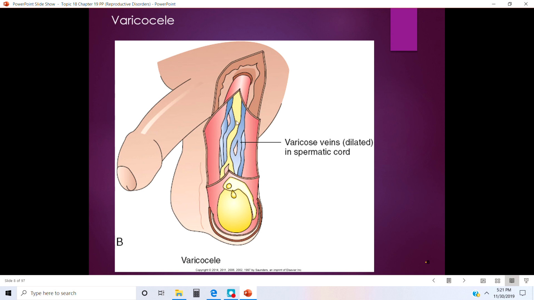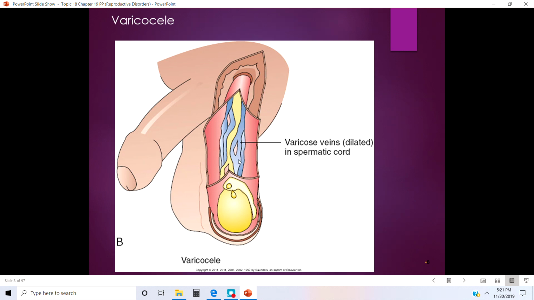So here they cut into the spermatic cord. We see that normally we would have the vas deferens here, the testicular artery, which isn't shown, and then the veins that bring the blood out this way, right? This would be the testicular vein. Normally, you may have learned it as the pampiniform plexus. It's just kind of this network of veins that leave the testicle instead of just being one vein.